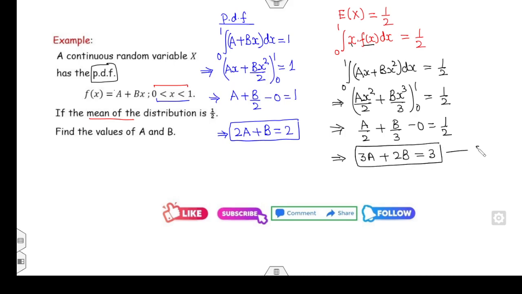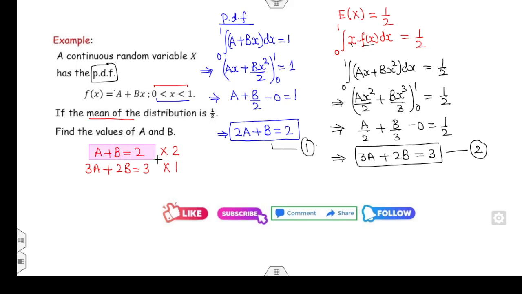Fine. Now you have the two equations, equation number 1 and equation number 2. So can you solve these two equations? So clearly, 2a plus b is equal to 2, 3a plus 2b is equal to 3. I can multiply this equation by 2 and this equation by 1, and you can add them. Fine. So that number will be 4.